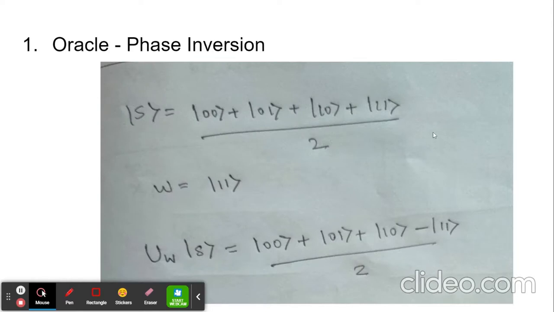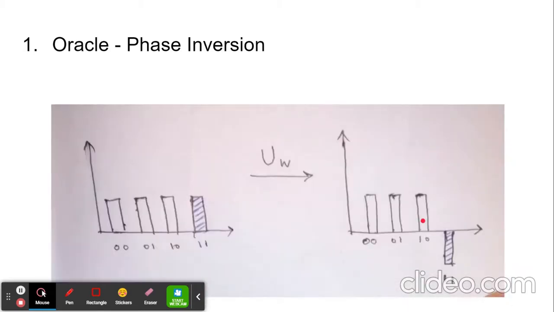Suppose we have an equal superposition state of two qubits, and we want to find the state 1 1. Then in the phase inversion step, we use an operator which we call the oracle operator, and when we act on the state, it inverses the sign of the amplitude. Here we were looking for the state 1 1, and when the oracle operated on the state, its sign got changed from plus to minus. So this is what the oracle does.